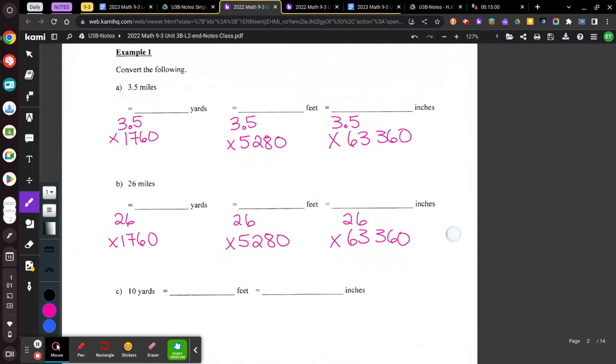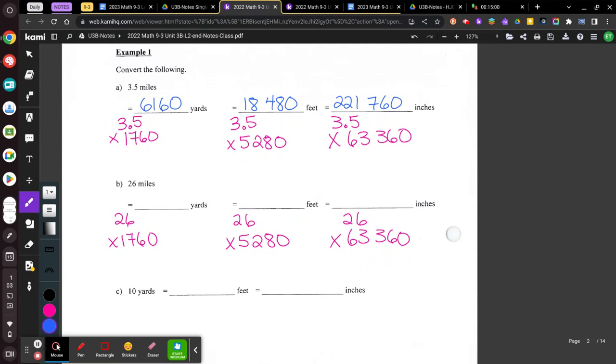Now we're going to take a couple minutes and do our calculating on the calculator. So for the first one, you should get 6160. Now you're going to get 18,480 feet. And over here, we're going to get 221,760 inches. So for 3.5 miles, that's how much it makes. It makes that many yards, that many feet, that many inches. That's what we found out.